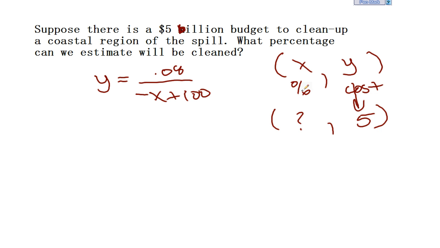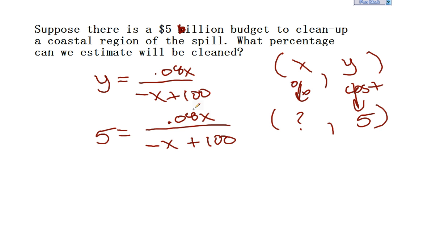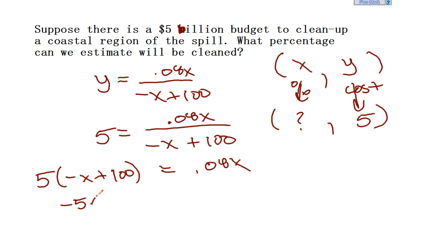So in place of y, I'll put 5, and in place of x, I'm not going to put anything because I need to solve for it. Oh, there's supposed to be an x there. So I get 5 equals 0.08x divided by negative x plus 100. Again, if something divided by this equals 5, then that means 5 times this should equal 0.08x. So the logic, of course, doesn't change there. And now we would distribute, so we would get negative 5x plus 500 equals 0.08x. And I'll proceed as before.